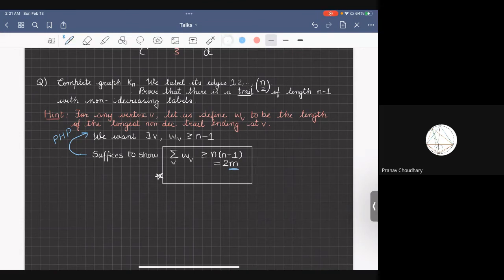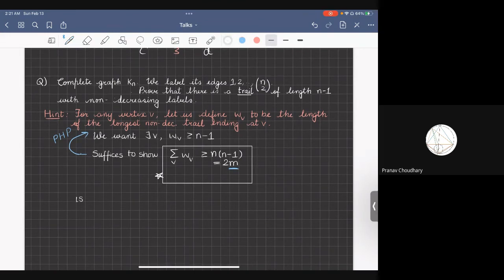So is the average of WV at least 2M by N for a general simple graph G on N vertices? Forget complete graphs. Can we generalize and show that this is true?